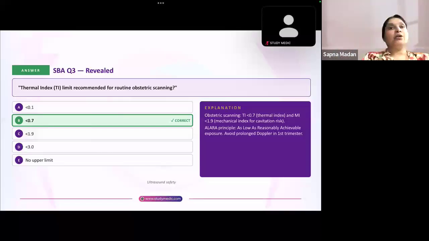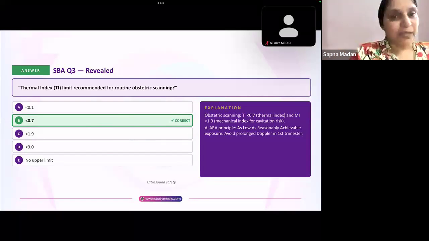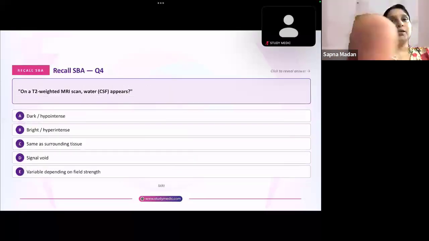So these are all linked. But in OBS scanning, what is the highest risk that we are supposed to be aware of? That is the thermal index. So just that point needs to be a little bit clearer for all of you.